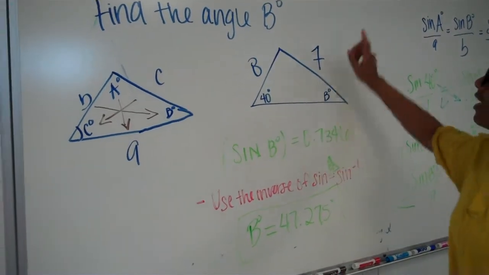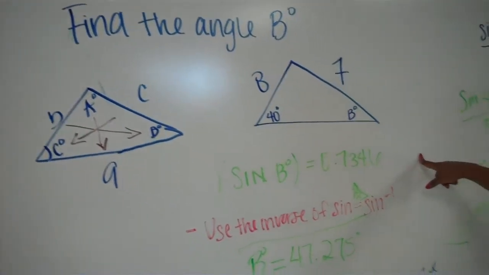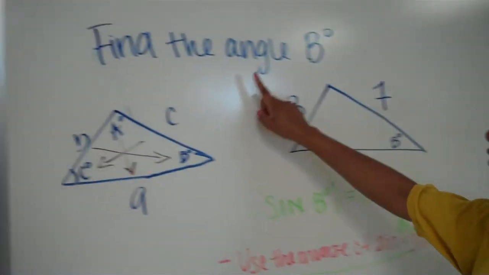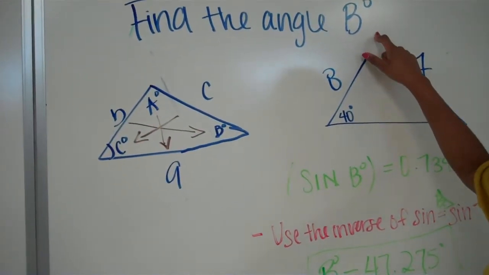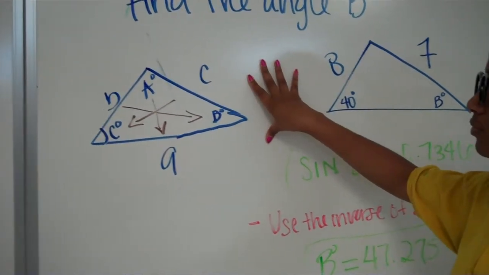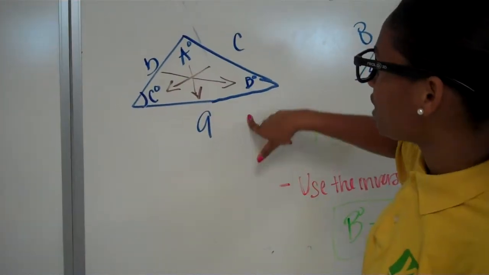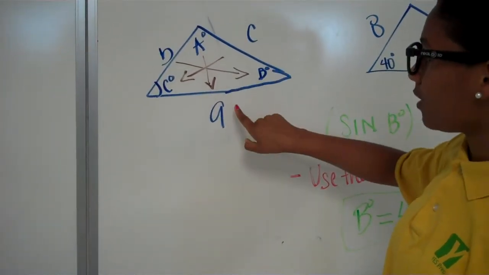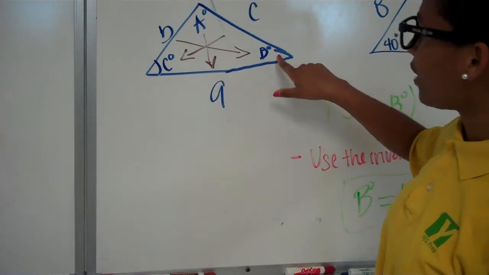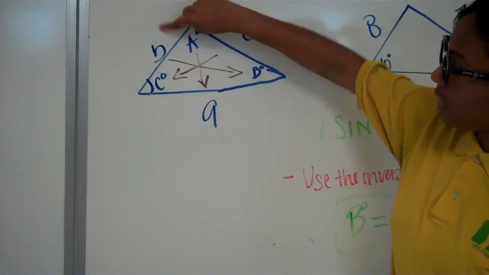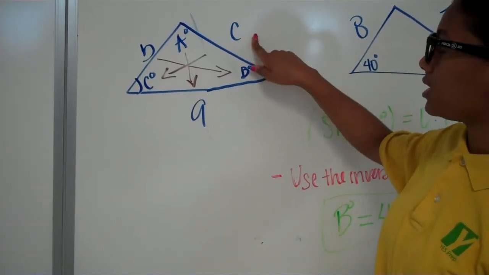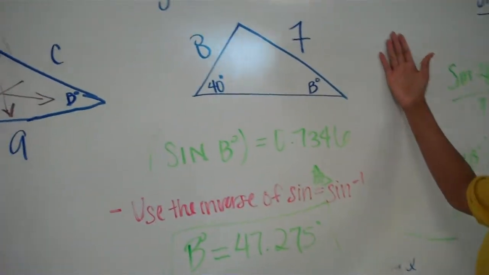All right, I have the law of sines. And here we're going to find the angle of B. Now here's the sample triangle. You have your opposite sides. You have your angle A, and then opposite of it is side A. You have your angle B, opposite of it is side B, and then your angle C, and opposite of it is side C. So here's the problem.